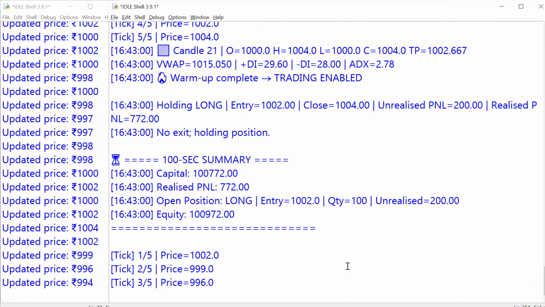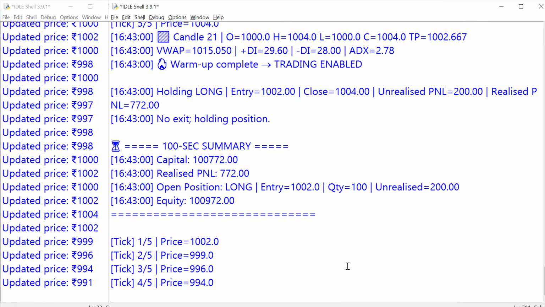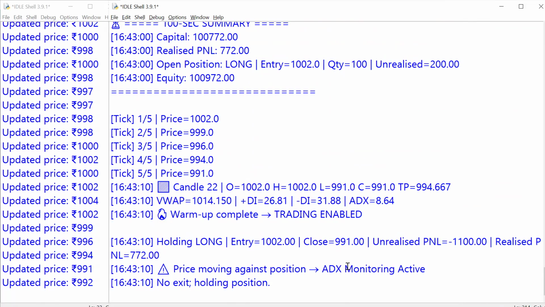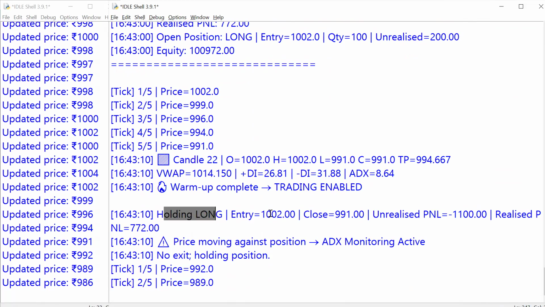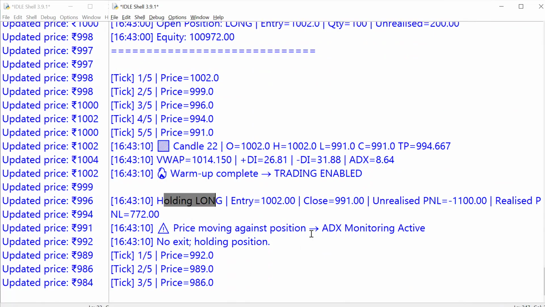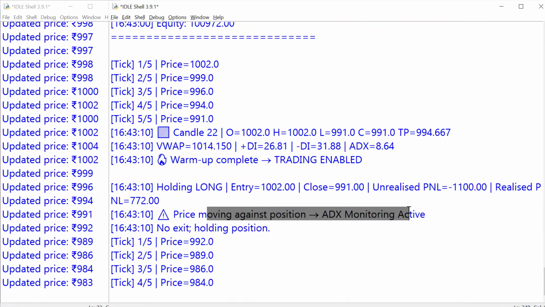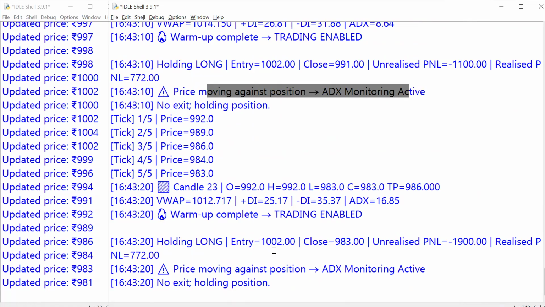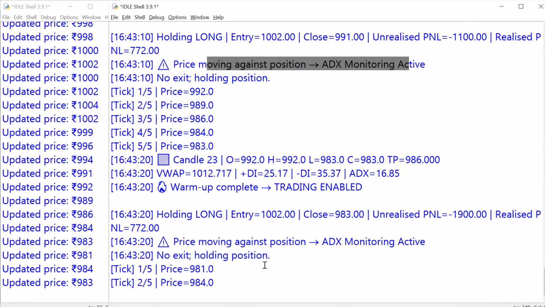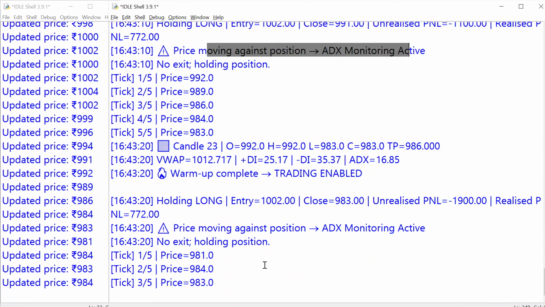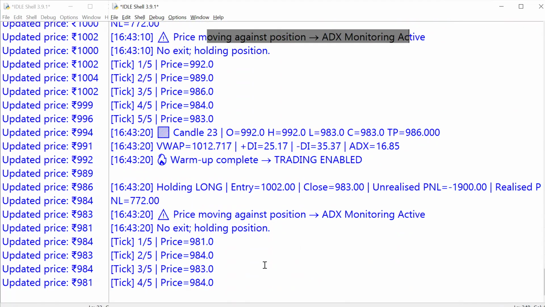Again, we are collecting the price. Currently, we are not holding any position. Okay, a long entry has been taken, holding a long position at 1002. It is against us, so ADX is monitoring. ADX is still monitoring. We are at almost a loss of 20 points. ADX is monitoring.